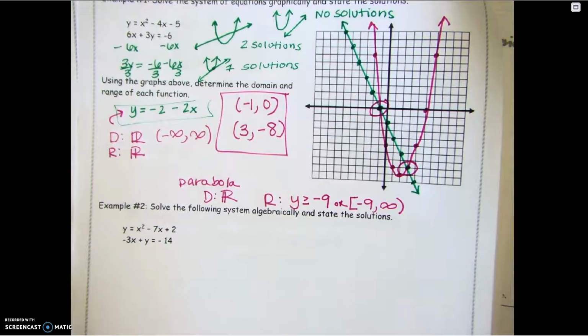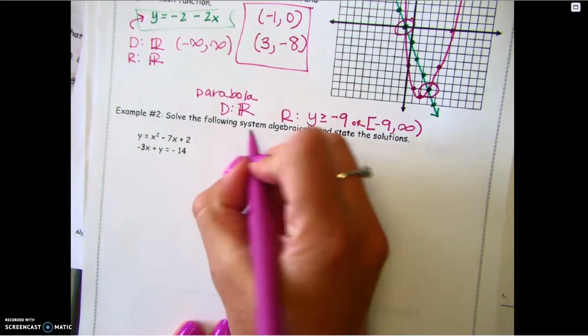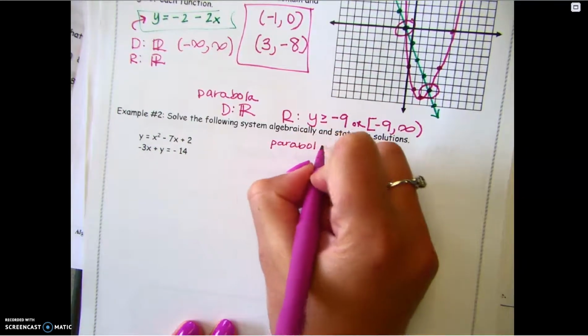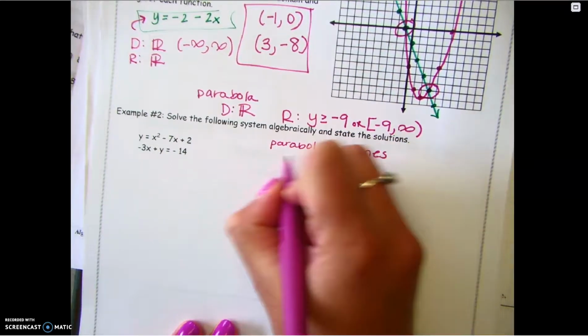So that was how we do it graphing. The other way we can do it is by algebraic solutions. If you remember when we did lines, we could use substitution or elimination. For parabolas and lines, we can only use substitution.